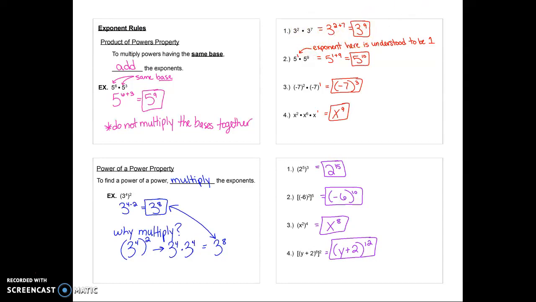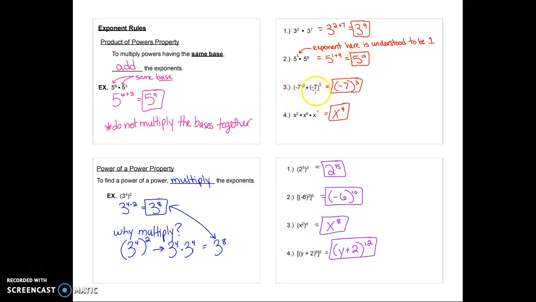Second example. Originally, this is just a plain old 5. We put that exponent of a 1 in there. If you have a value that does not show an exponent, it's really an exponent of a 1. It's just understood to be there. You don't have to write it, but you have to remember that it's actually a 1. So 5 to the 1st power times 5 to the 9th power, our base stays the same, so it's still a 5, and I add my exponents together, so I get 5 to the 10th power.